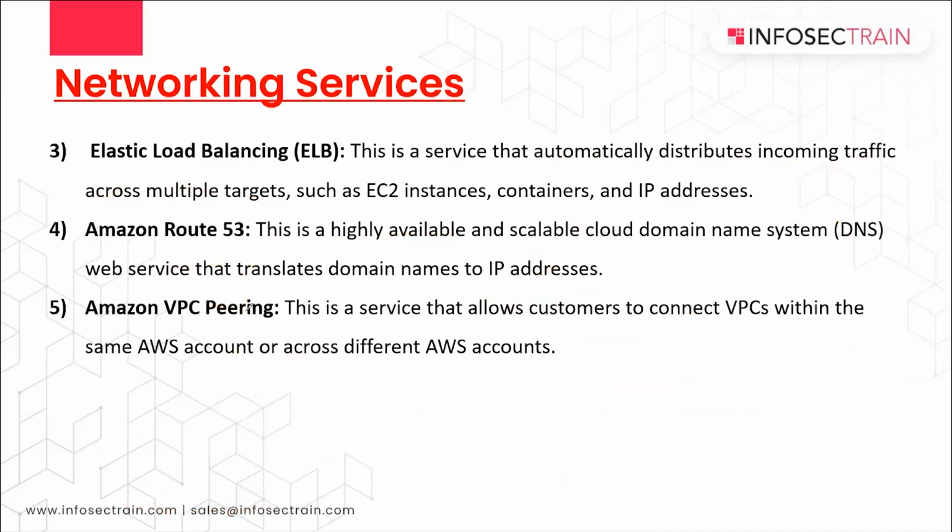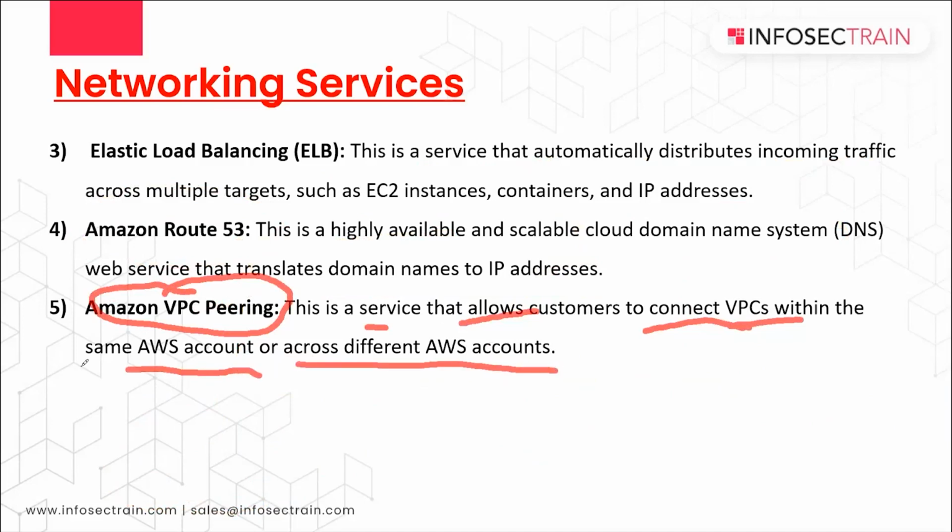Now, there is another service in networking, which is Amazon VPC peering. This is a service that allows customers to connect VPCs within the same AWS account, or across different AWS accounts. So it allows you to connect your particular VPC within the same account or with different AWS accounts. That is called Amazon VPC peering. This is also a very important service present in networking.